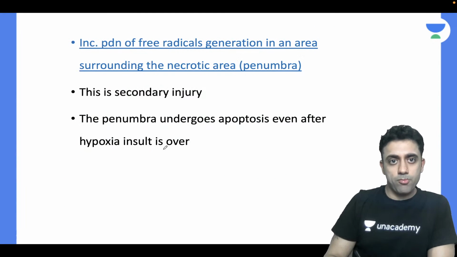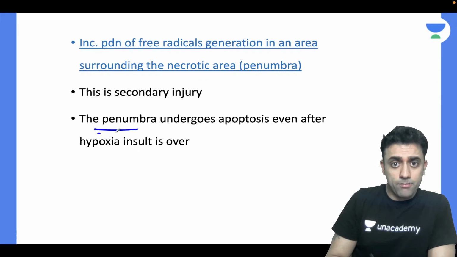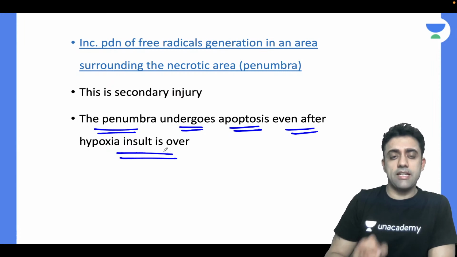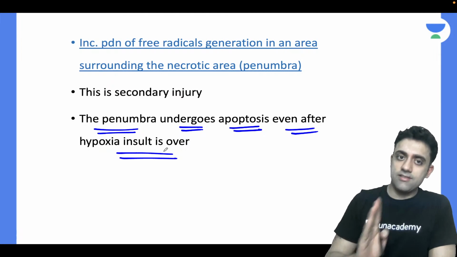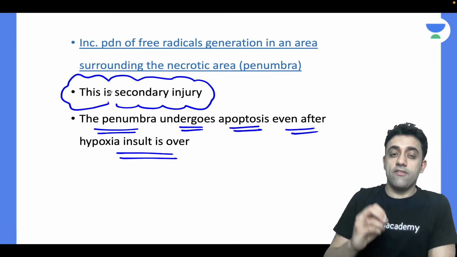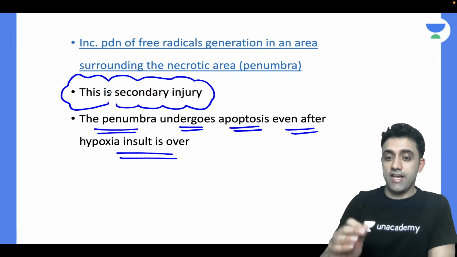After that, now this is very important, okay? The penumbra undergoes apoptosis even after the hypoxia insult is over. Nothing, in just layman's words, this is the secondary injury which is going to happen and which is very, very bad. This is very, very bad.